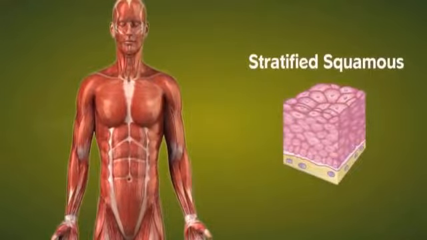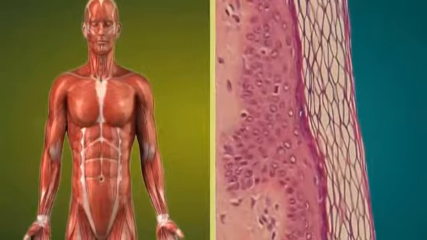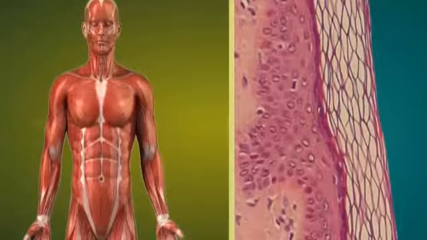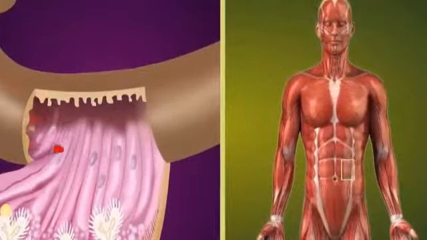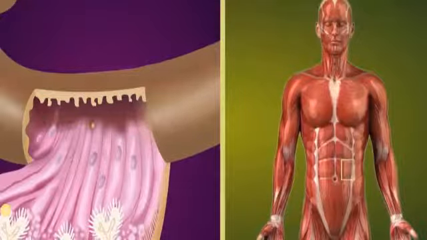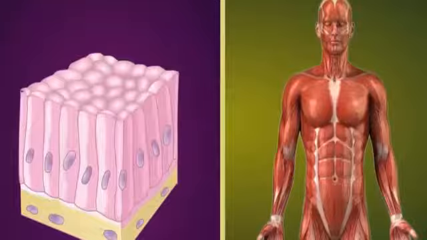The stratified squamous epithelium protects areas subject to abrasion and is found in the skin. It is multi-layered. Columnar epithelium acts as an impermeable barrier against any bacteria that could be ingested but is permeable to any necessary ions. It is tall and shaped like a column.